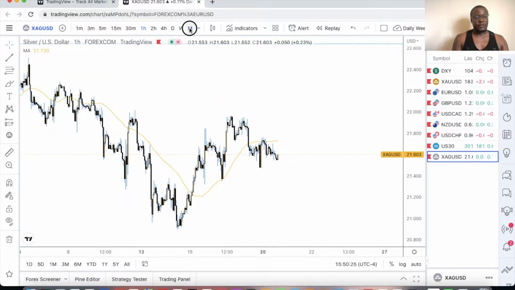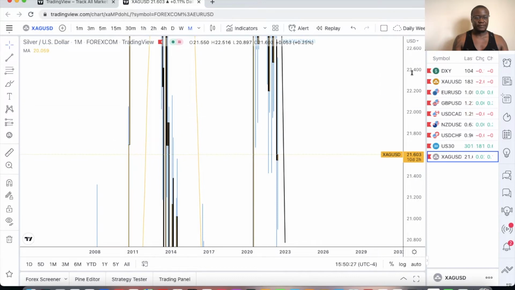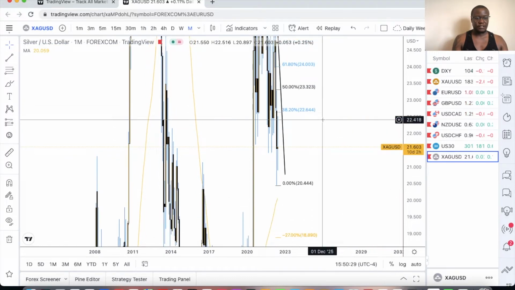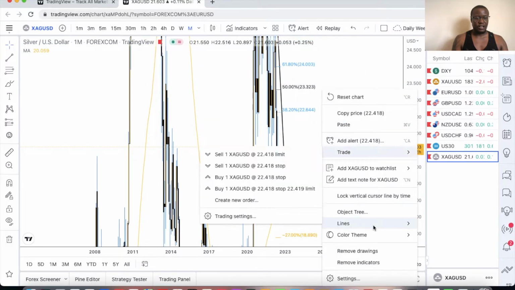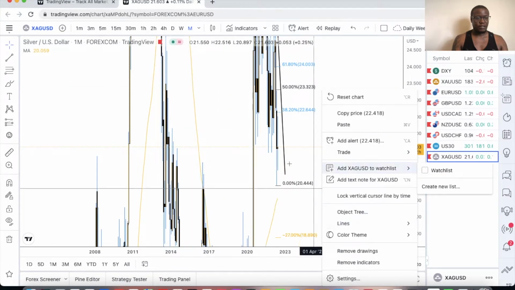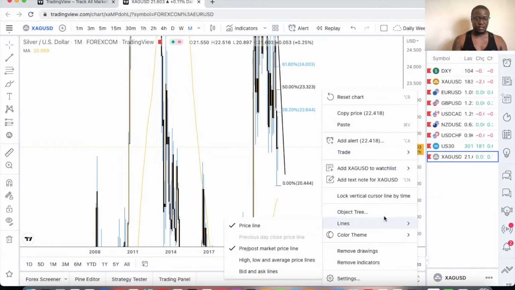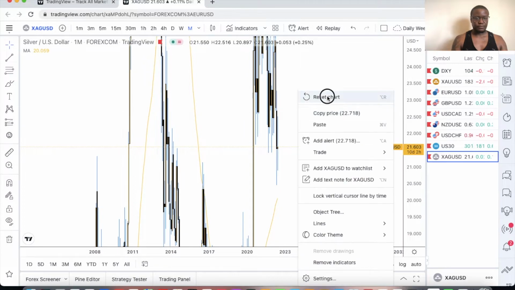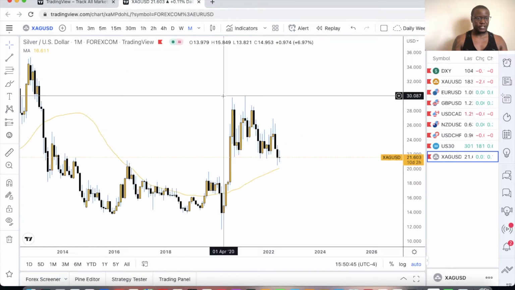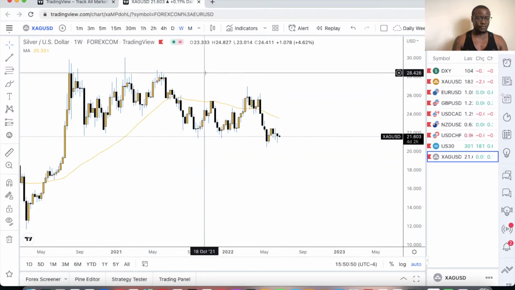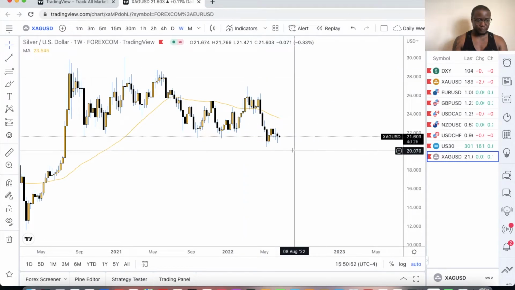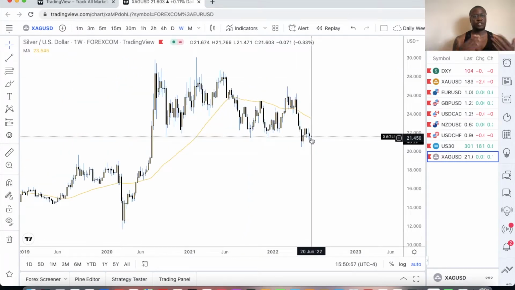Okay, so support and resistance. Pretty much you want to start off with a higher time frame. It could be the monthly, weekly, or daily. For this example, I'll be using the weekly. Okay, so what is support and resistance? First of all, let me explain it to you.